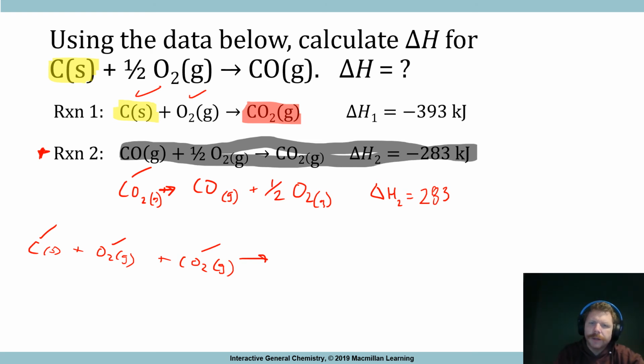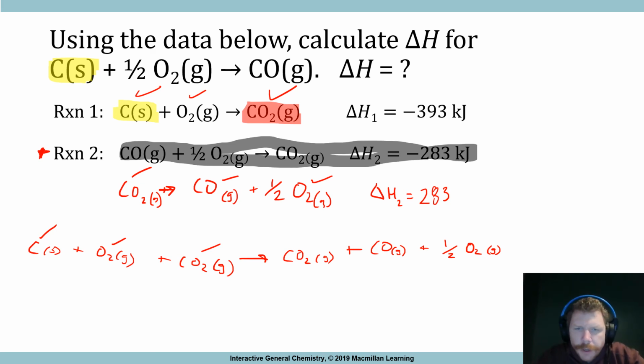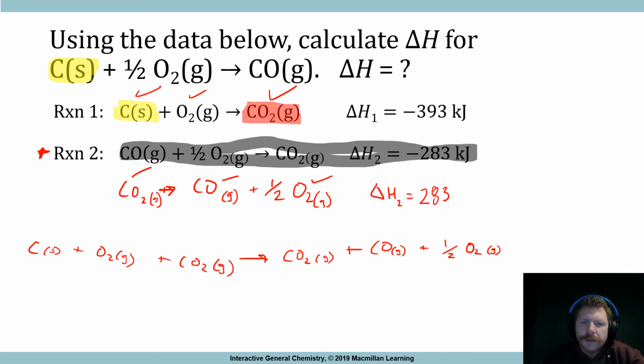Okay, now my products: CO2 from reaction 1 plus CO, carbon monoxide gas, plus 1/2 O2 gas. Okay, so I've accounted for all of my reactants and all of my products. And I'm going to go ahead and erase all these little checks that I put over my overall reaction. And now what I want to do is try to cross out as many things from my reactants and products to get this overall reaction.